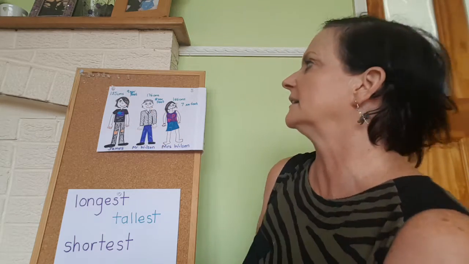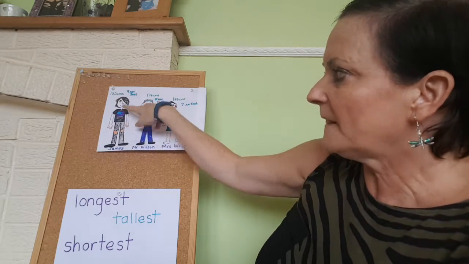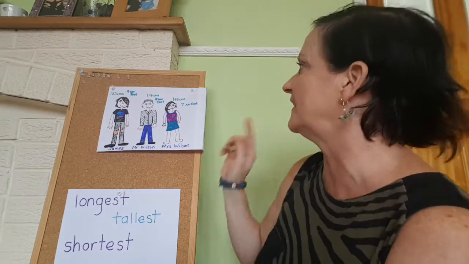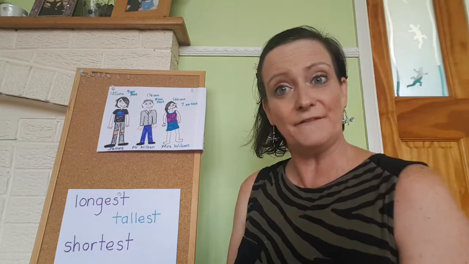Okay, so it says here 9 AW feet, that means Mrs. Wilson's feet. Okay, so James was 9 Mrs. Wilson's feet, Mr. Wilson was 8 Mrs. Wilson's feet, and Mrs. Wilson was 7 Mrs. Wilson's feet.